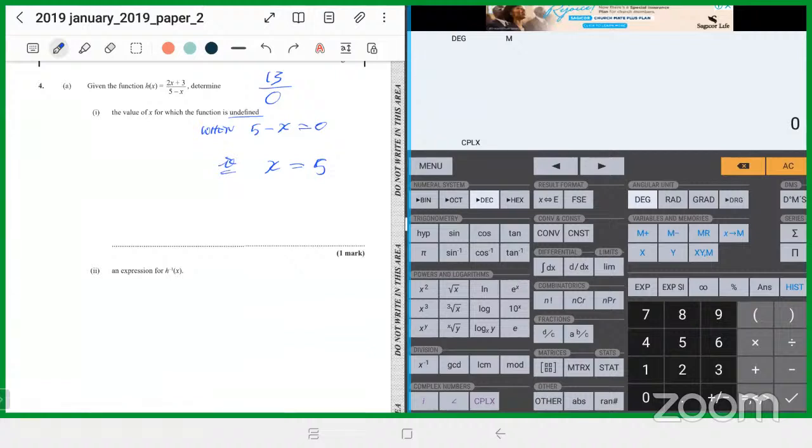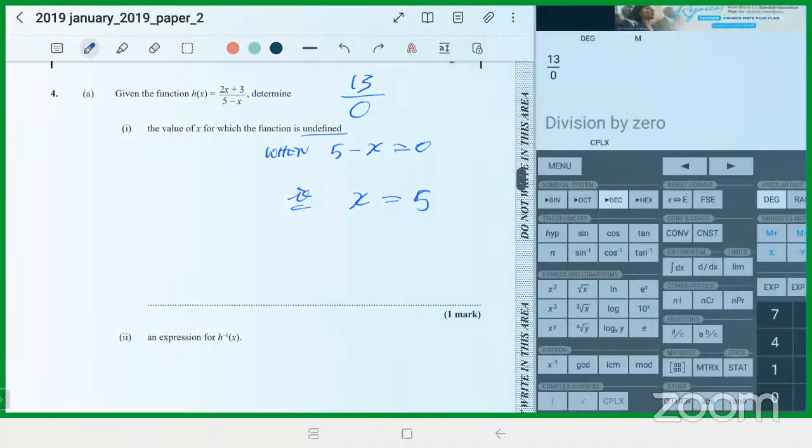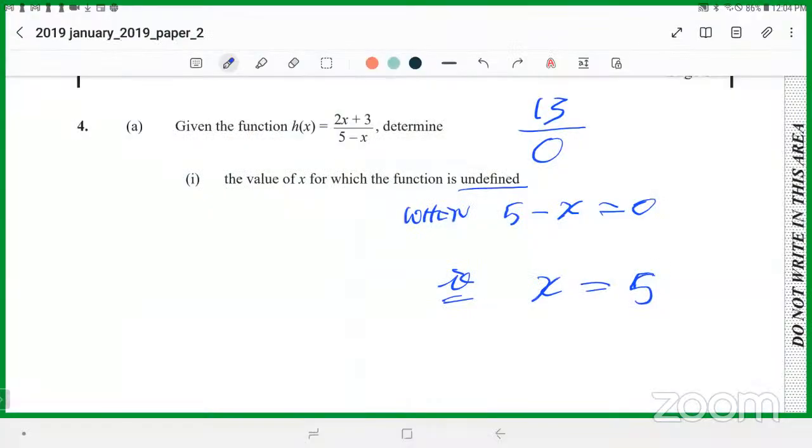So see here, fraction 13 over 0. The calculator gives you a division by 0 error. That's an error message right here. You cannot work it out. If you do it on your calculator, it will give you an answer like syntax error or something. Different calculators will state it differently. All right? The function is undefined when the denominator is 0. All right, let's continue.